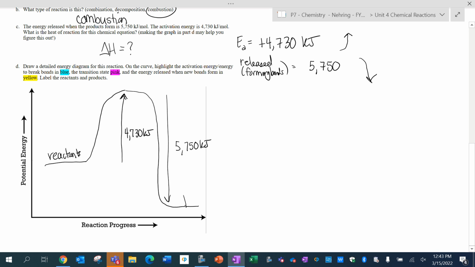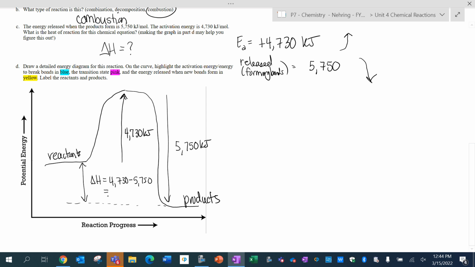So these are my reactants. These are my products. And it looks like in this reaction, I released more energy than I took in. Okay, so I only took in about 4,000 kilojoules of energy. I released 5,000 kilojoules of energy. So question C is asking, what is the difference here? So if I were to extend this line out, what is the difference here between the reactants and the products? And if I look at the difference, I go up by 4,730. I go down by 5,750. So the difference is, I'm just going to subtract those two numbers.